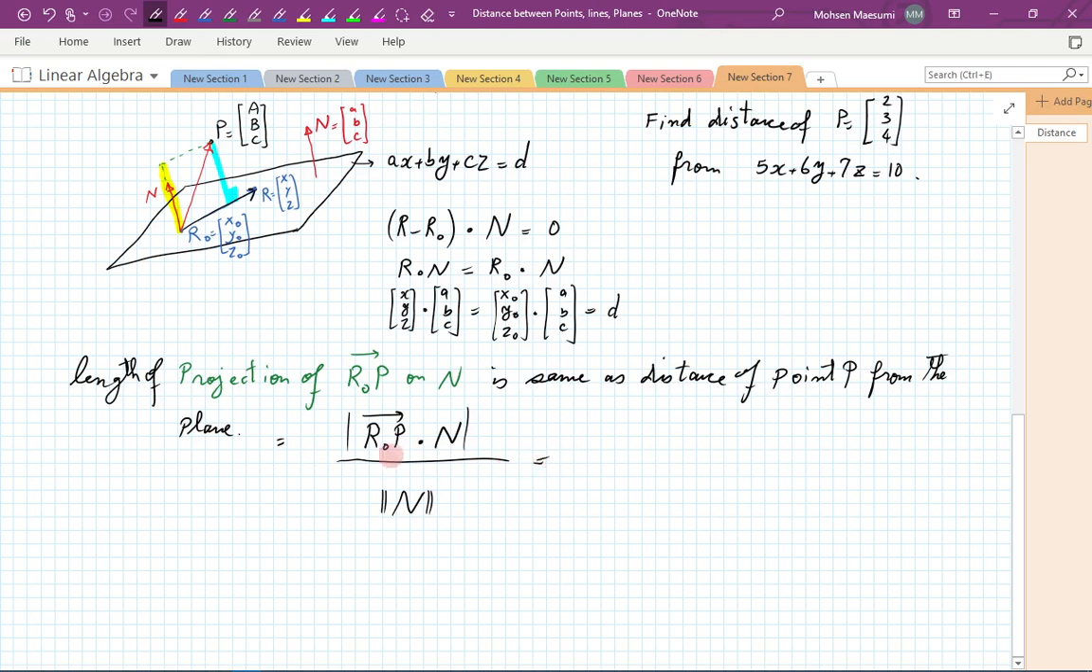Okay, what is r0P? A vector going from any point to any other point is equal to the difference of the two endpoints. So that's going to be p minus r0 dotted with n divided by the length of n. The numerator is a number. To convert it to something positive, we are taking an absolute value of it. Well, let's multiply. So this becomes p dotted with n minus r0 dotted with n.